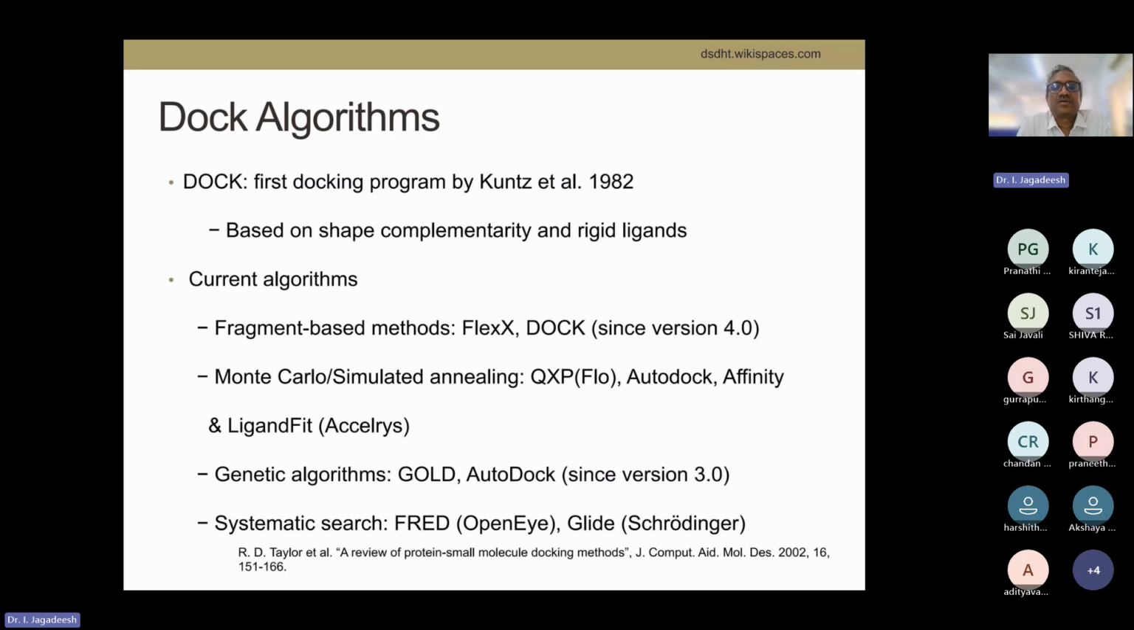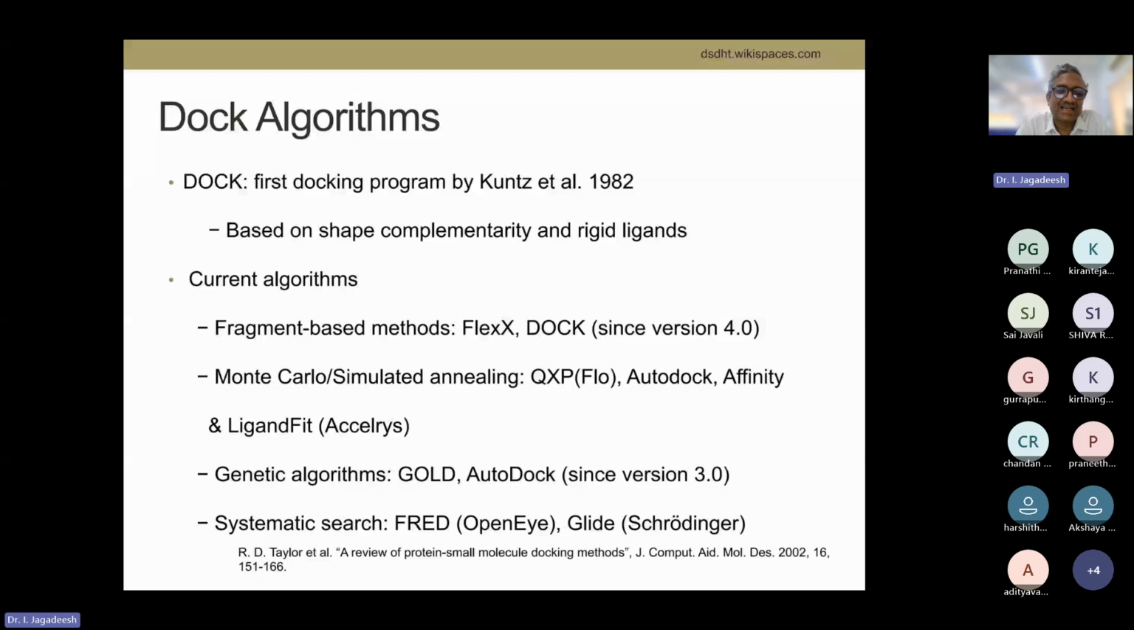One is based on shape complementarity, for rigid ligands. Another class of algorithms is based on fragment-based methods, such as DOCK and FlexX. Monte Carlo simulated annealing will project near positives, and it will suggest modifications in the structure that will give you a drug. For that purpose, we have AutoDock, Affinity, LigandFit and QXP Flo also present.